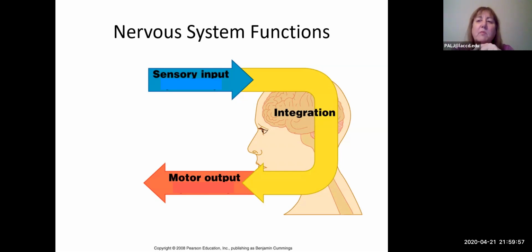So when we're talking about the functions, we're talking about sensory input, sensory information going in, motor output, which is motor information going out. But within the central nervous system, so within the spinal cord and/or the brain, we have to make sense of the incoming message and figure out what the outgoing message is going to be. And that process is called integration.